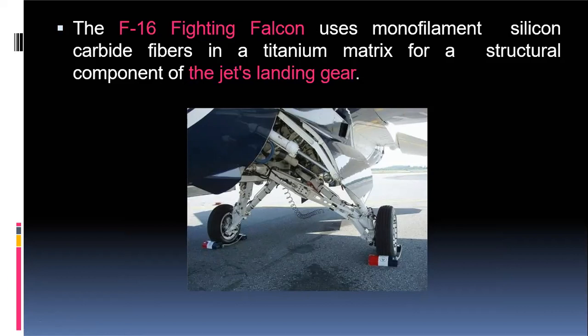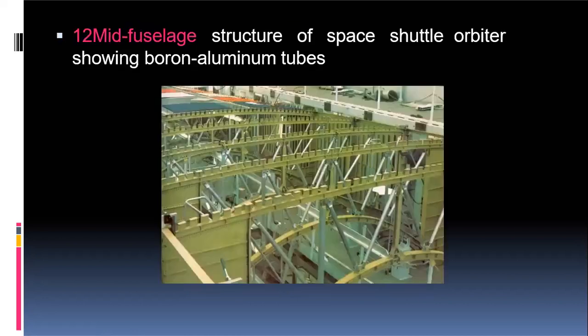So they are using the titanium matrix here. So in the metal matrix also they are using the titanium matrix. Titanium matrix has very good structural properties. Due to these structural properties, they are using it in the jet's landing gear.